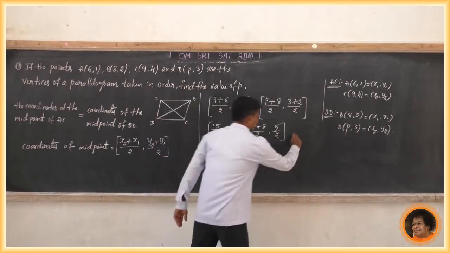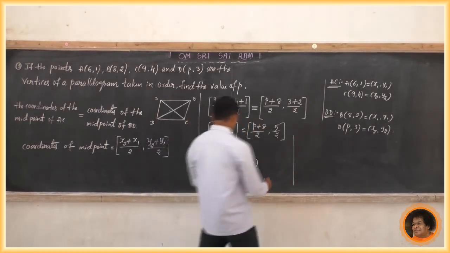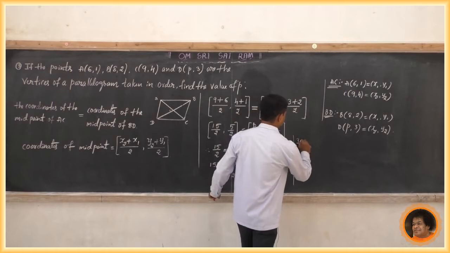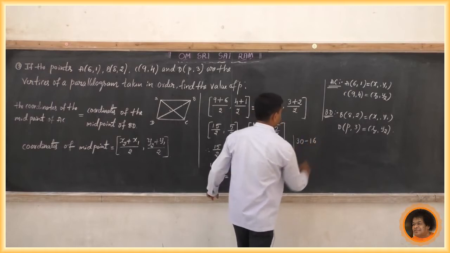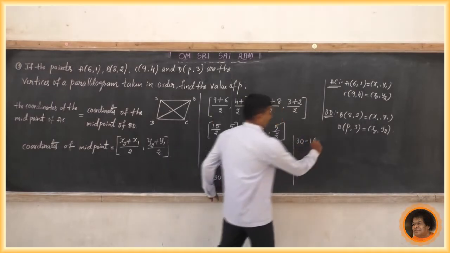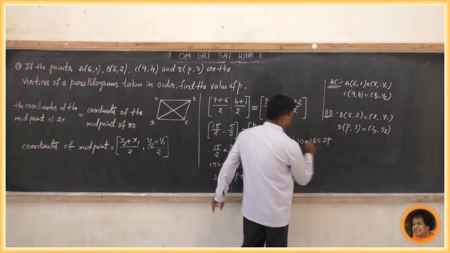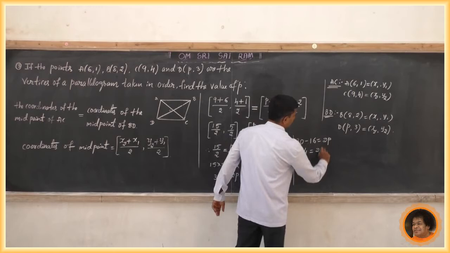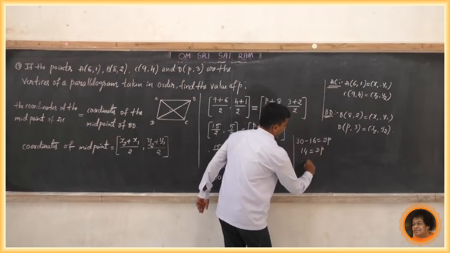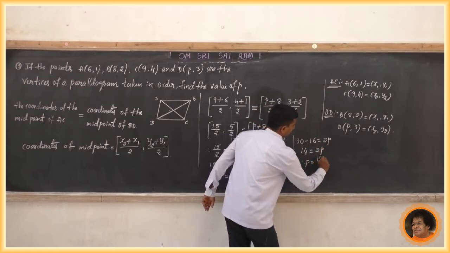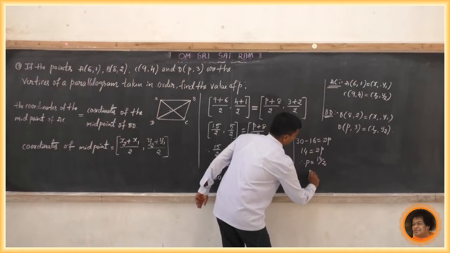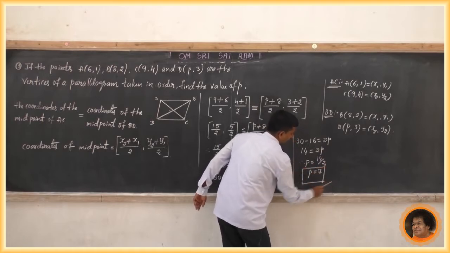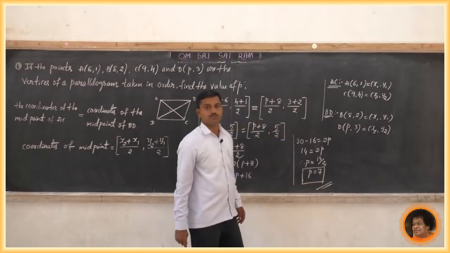How to find the value of p? Transpose the constant term to the left hand side. 30 minus 16 equal to 2P. 30 minus 16 equals 14, equal to 2P. So therefore the value of P is 14 by 2, or P equal to 7. So this is the value of P. So P equal to 7.